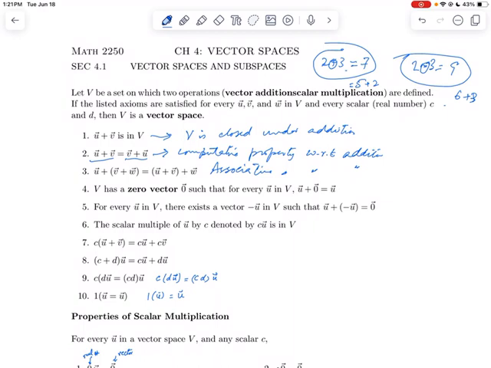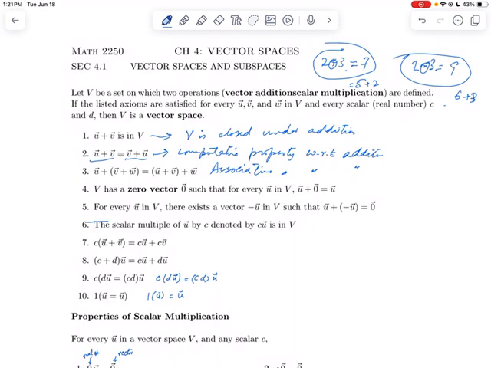Number 4 is saying that we must have a zero vector. You know, a zero vector is a vector whose magnitude is 0 and it can have any direction. And the zero vector should behave in such a way that when you add the zero vector to any vector, it should give you back the same vector.